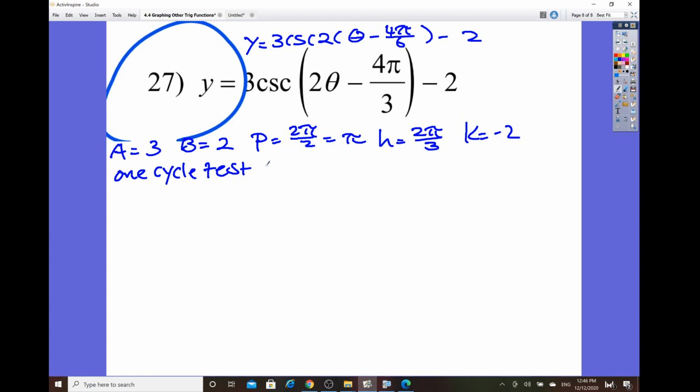So the one cycle test for this one is from 0 to 2 pi. But at 0 and 2 pi, they're not included. Why is that? Because those positions are the VA. And then put in 2 theta minus 4 pi over 3. So add 4 pi over 3 first. So 2 pi plus 4 pi over 3. So this one is 6 pi over 3 plus 4 pi over 3. So 10 pi over 3.